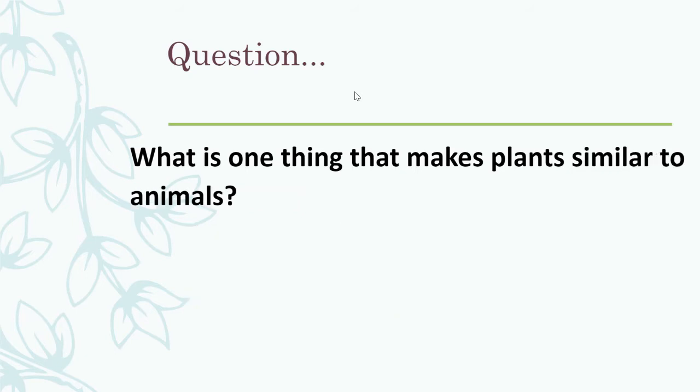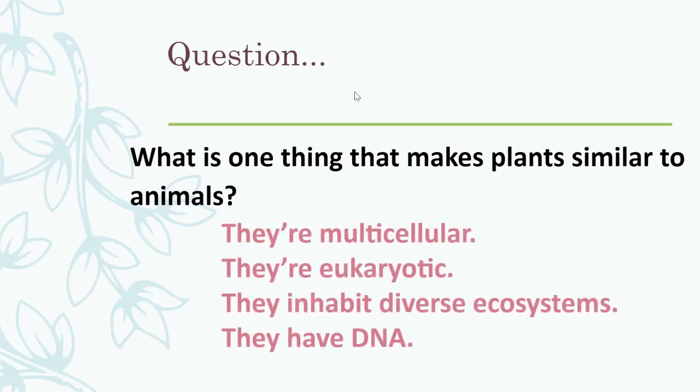Some similar things are going to be listed here, but the question I'm going to ask you in Edpuzzle is, what is something that does not make plants and animals similar? So I'm going to list the similarities, and you pick the one that is not a similarity. But what makes them similar? They're multicellular, they're eukaryotic, they inhabit diverse ecosystems, and they have their own DNA.